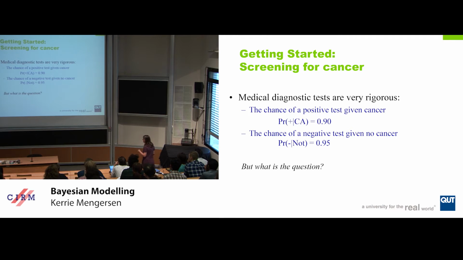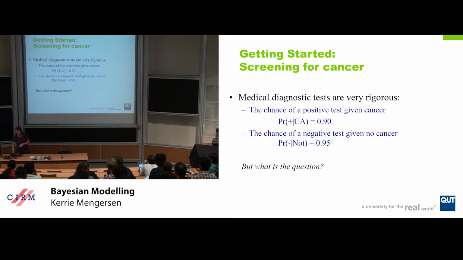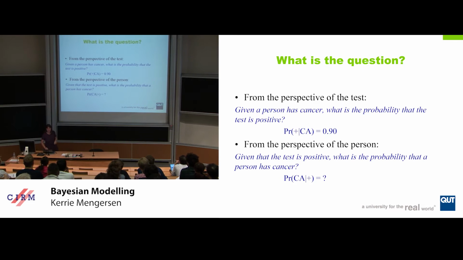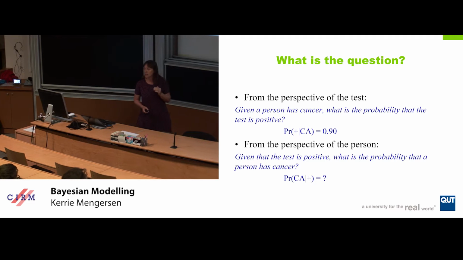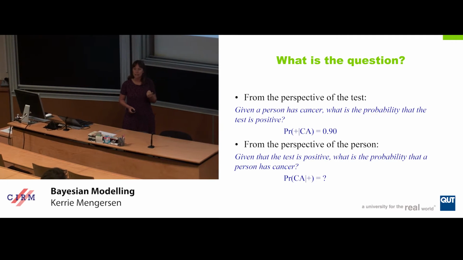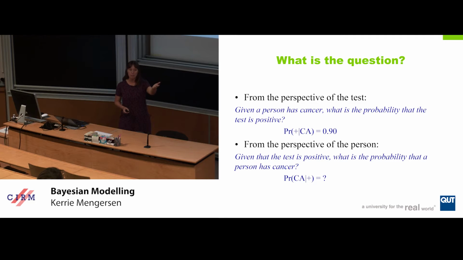This is how we judge tests. But this is not the question. What is the question when Nicola goes to the doctor? From the perspective of the test, given the person has cancer, what's the probability that the test is positive? That's what the diagnostics tell us. Or from the perspective of the person, given that the test is positive, what is the probability that the person has cancer? So the doctor comes back and says to Nicola, the test has come back as positive, you've got cancer. Is that correct?